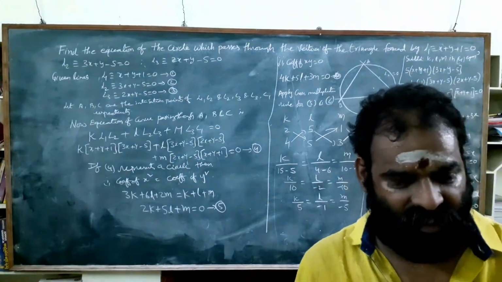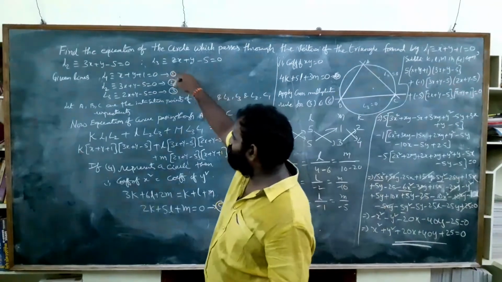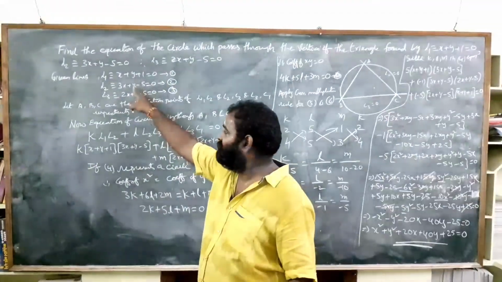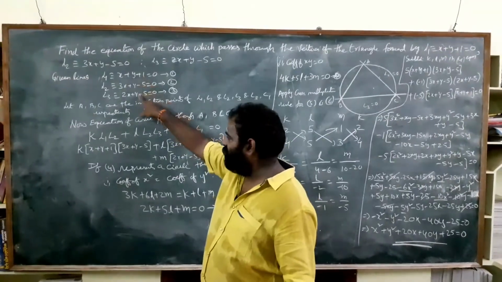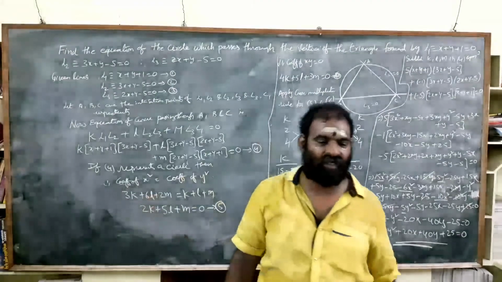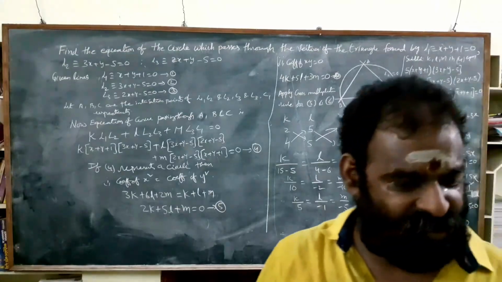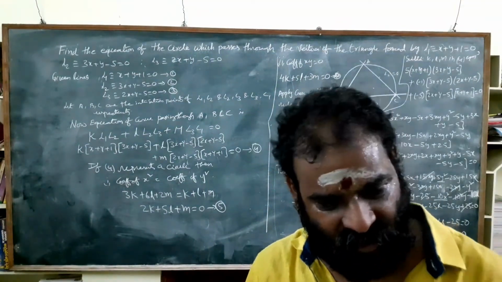What is that method? You have to solve 1 and 2. 1 and 2 you have to solve in this method, xy1x method. You get a point A, and you solve these two, you get another point B, and you solve L1 and L3, you get another point C. So after getting A, B, C 3 points, you take a circle x square plus y square plus 2gx plus 2fy plus c equal to 0.